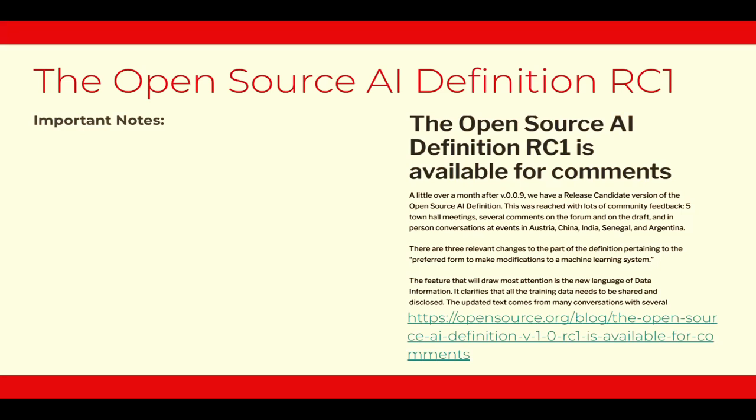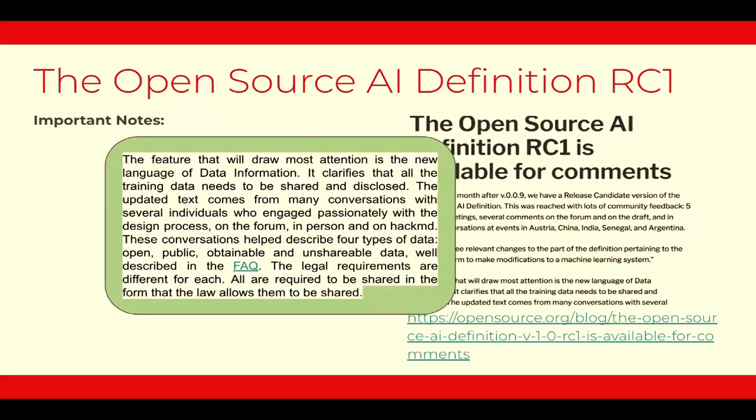The release candidate came out about a month and a half ago, and these were the important things that I read. They talk about the data information. So if you're talking about an open artificial intelligence, an AI project, right, data is a big thing. You're going to have training data, you're going to have testing data, and the data is actually kind of the secret sauce behind everything, right?